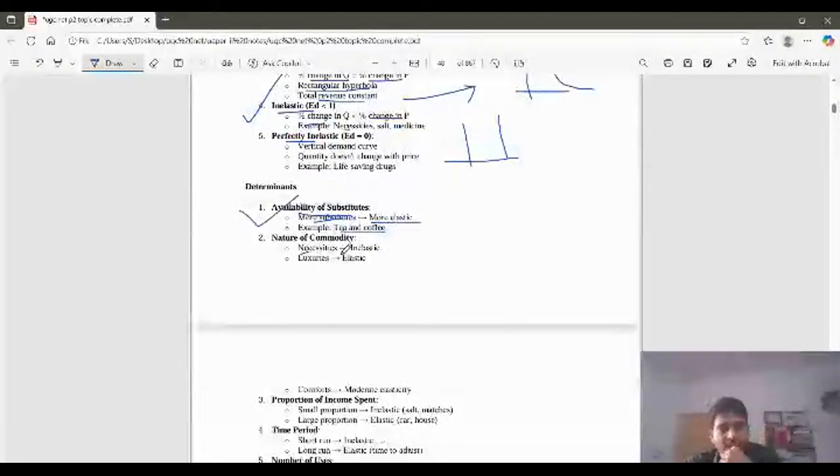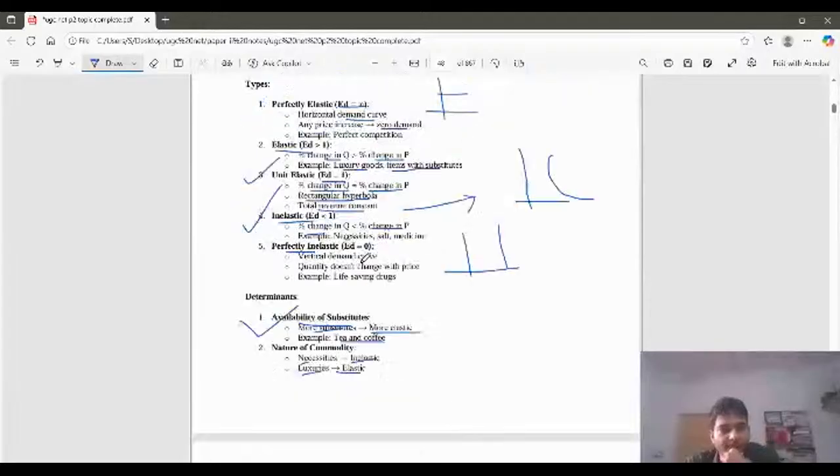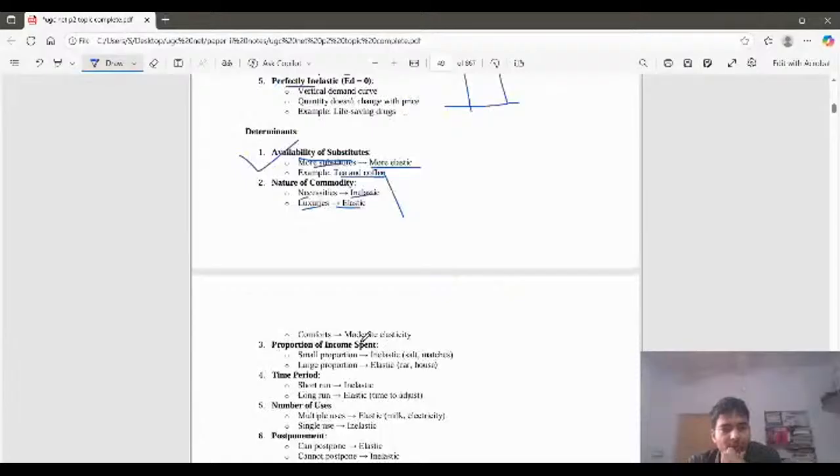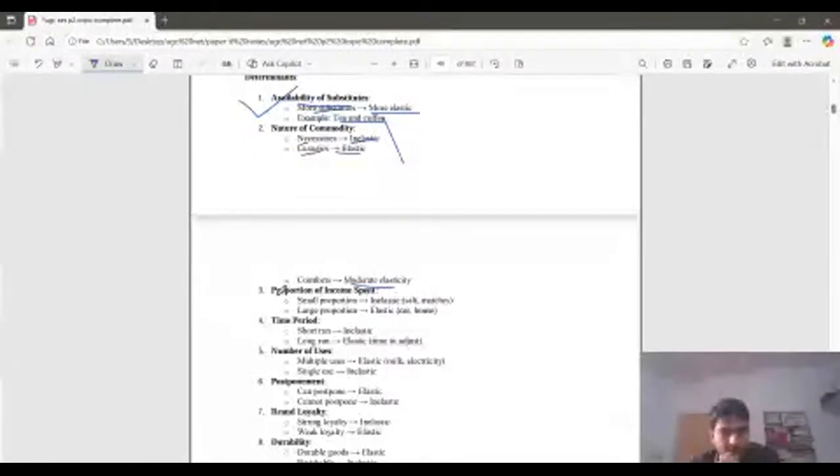Nature of the commodity: necessity goods are inelastic and luxury goods are elastic. Elastic means the change in quantity is more than the change in price. So luxury goods are elastic, as the change in quantity is more than the price change, and necessity goods are not elastic, as the price change is more than the change in quantity. So this is the necessity one.